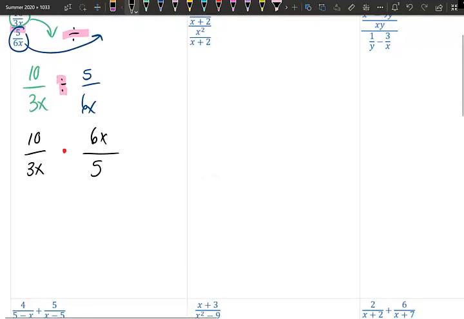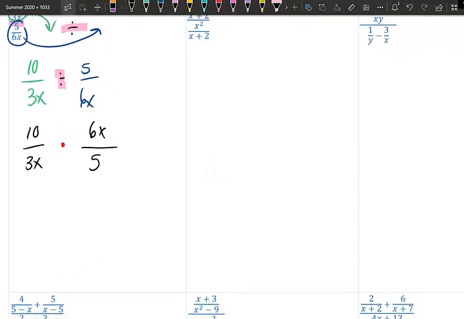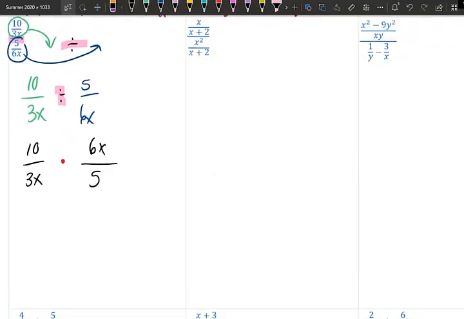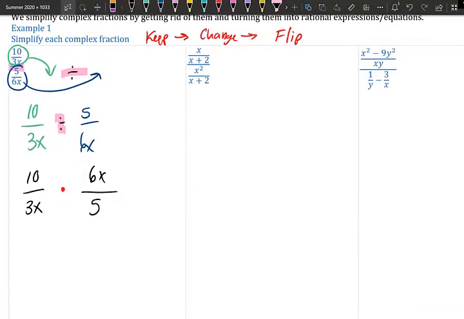All right, now we can simplify this. So why are we doing all this? You cannot divide fractions. You can't divide division. I know, right? That sounds weird. It's because a fraction is division. So you cannot divide division. You have to multiply. So we're multiplying. That's why we keep, change, flip.